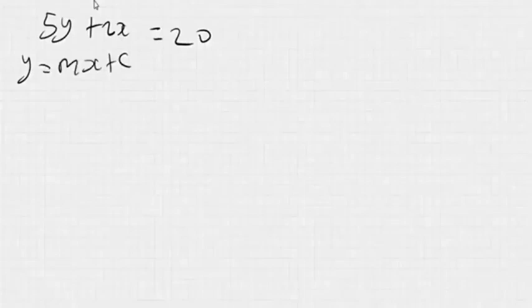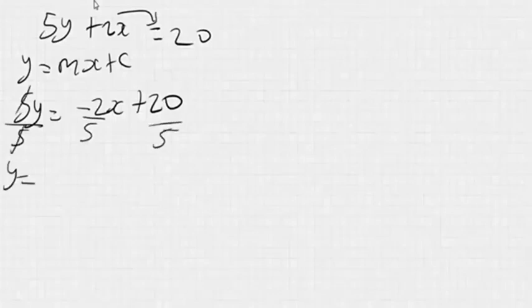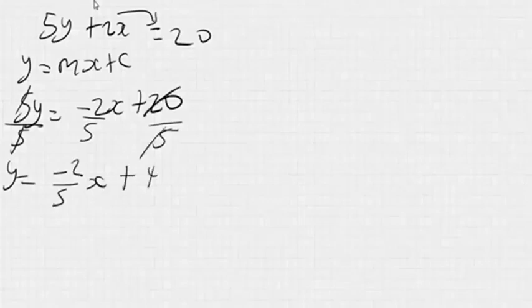It's going to be 5y equals, now this plus 2x will cross over and change to -2x. We're going to have minus 2x plus 20. To make y the subject of the formula, divide both sides by 5. All right, so our y will now be -2/5 x plus 4.